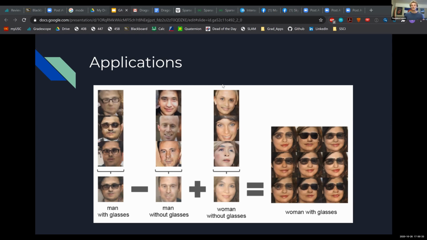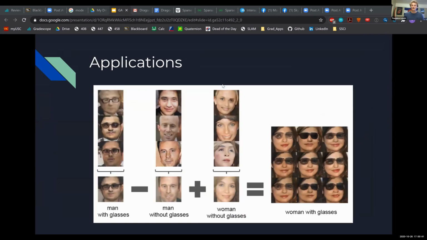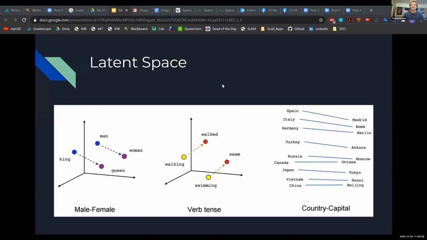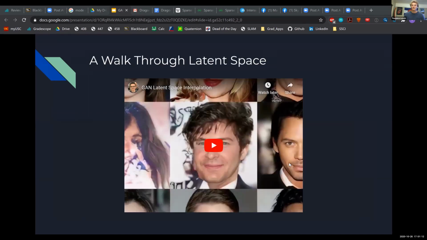So to describe this a little more, we're going to watch a quick video. The one difference is that before, this was a binary thing: we're subtracting a full value and then adding a full value. But what if instead we show the transformation from one to the other? So we interpolate, we walk across the line from man to woman or from swimming to swam. If we slowly trace across that whole latent space between those two points, what do we get? We get something like this.